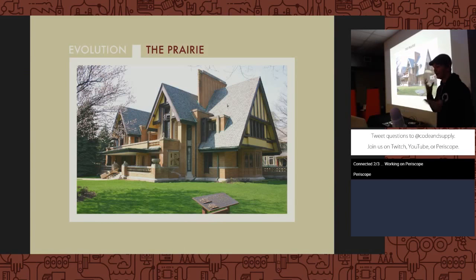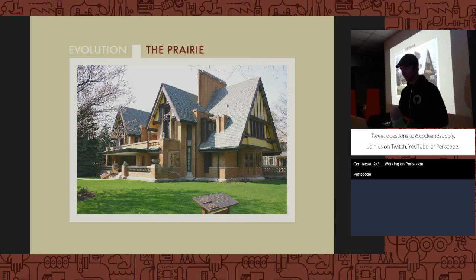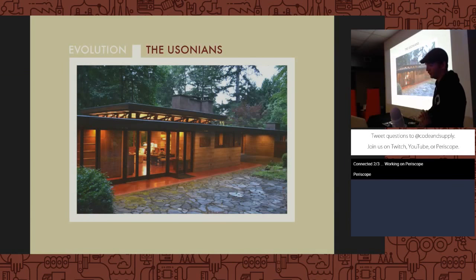But all this trying stuff ends up working out really well for him, because shortly after that, he starts working on the Usonian homes. So this is the Herbert and Catherine James house in Madison, Wisconsin. I actually lived in Madison, Wisconsin for about 10 years, and I used to just ride my bike around and look at his buildings because there's so many there.